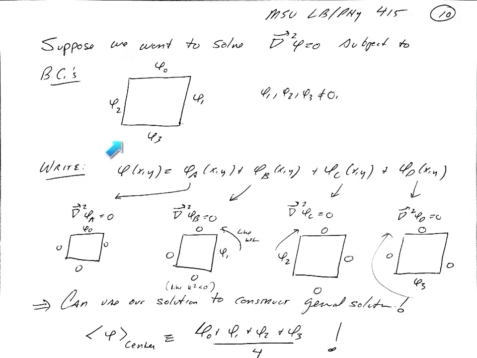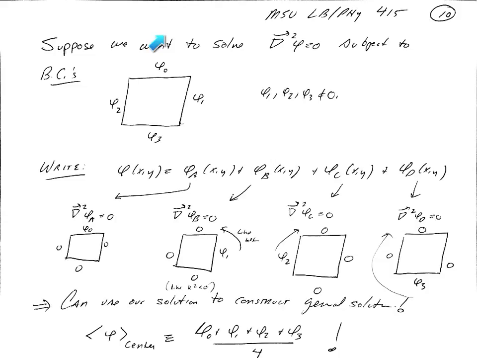Suppose we had an arbitrary set of boundary conditions where we set one potential phi naught here, a potential phi 1 here, a potential phi 2 here, and phi 3 here, where phi 1, phi 2, phi 3, and phi naught are all arbitrary, not equal to 0. How could we express the solution for this in terms of what we've already done?